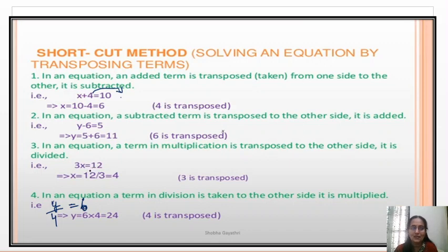multiplication sum. The equation given here is 3x equals 12. Now 3 is multiplied to x here. 3 has to be transposed to the right side of the equation. How will it transpose? The reverse operation of multiplication is division.